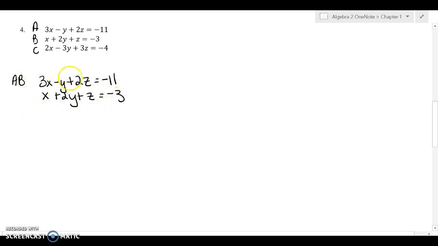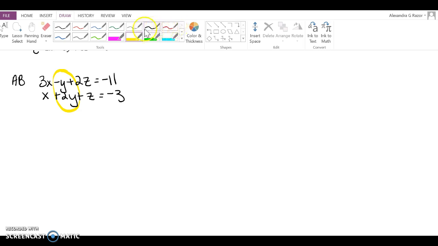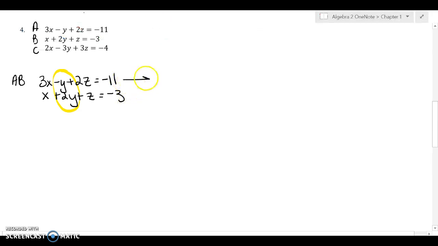And if you notice, nothing's easy. I can't cross anything off, so I have to get something the same. I want to get rid of my y's. I'm going to get rid of these. And so I need to have something that goes into both. So I'm going to have a negative 2y and a positive 2y.